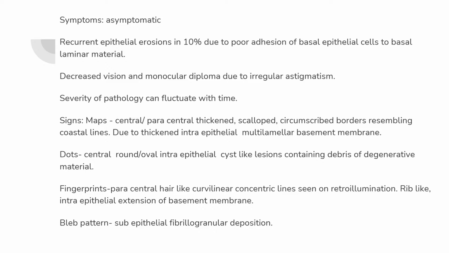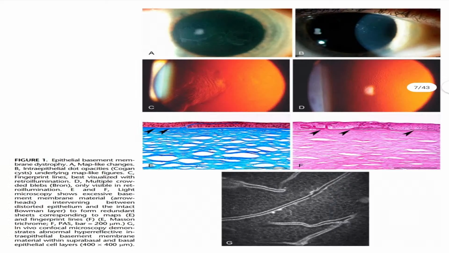Coming to the signs, there are maps, dots, fingerprints, and bleb pattern. Maps: the central or paracentral thickened scalloped circumscribed borders resembling coastal lines. It is due to thickened intraepithelial multilamellar basement membrane. Dots: they are central round or oval intraepithelial cyst-like lesions containing debris of the degenerative epithelial material. Fingerprints: paracentral hair-like curvilinear concentric lines seen on retroillumination, and the rib-like intraepithelial extension of the basement membrane. Bleb pattern: subepithelial fibrillogranular deposition.